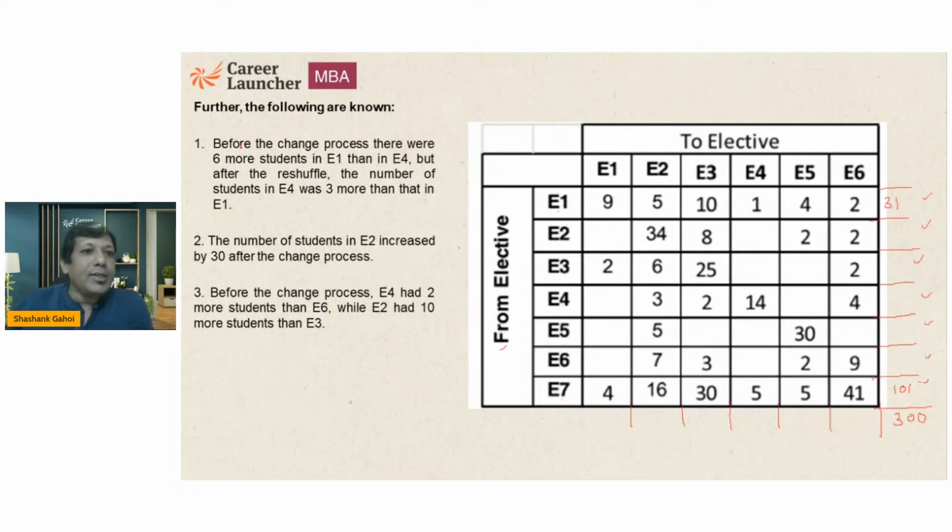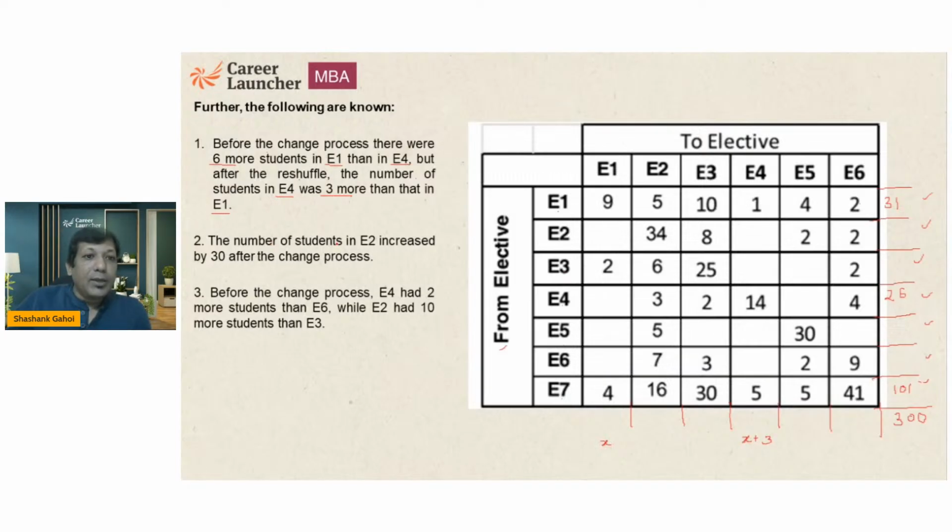Now it says that before the change process, there were 6 more students in E1 than E4. So if E1 has 31 students and it is 6 more than E4, then E4 must have 26 students. After the reshuffle, the number of students in E4 was 3 more than that of E1. So if E1 has X students, then E4 must have X plus 3 students.